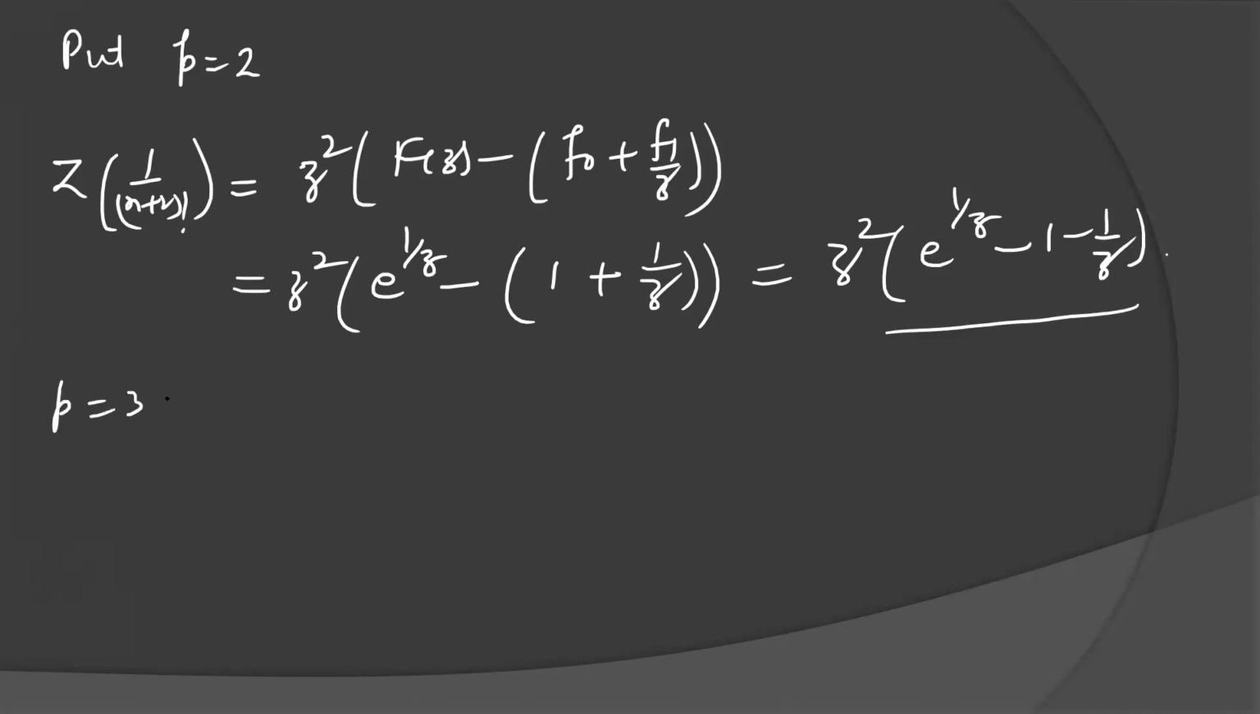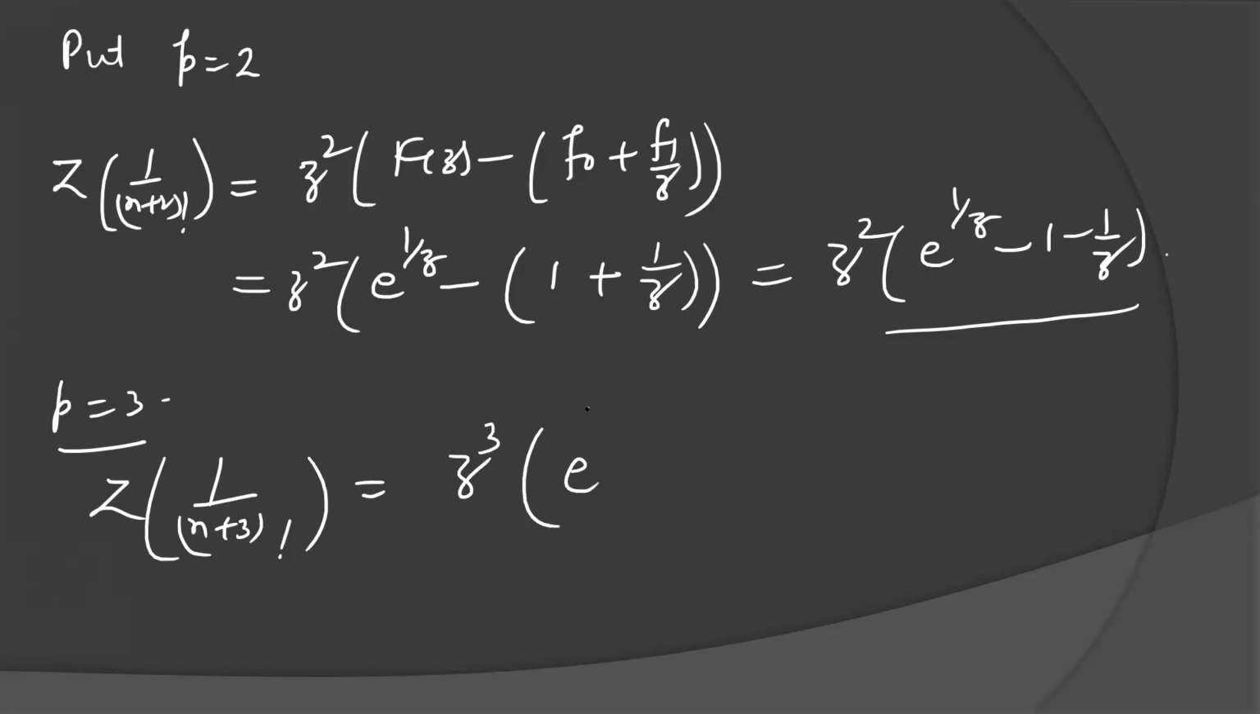If you put p equal to 3, you will get the z-transformation of 1 over (n plus 3) factorial. I'm not going through the solution. You can simplify it. It will be z cube e to the power 1 by z minus z square minus z minus 1 upon 2. I am giving you some homework also here.